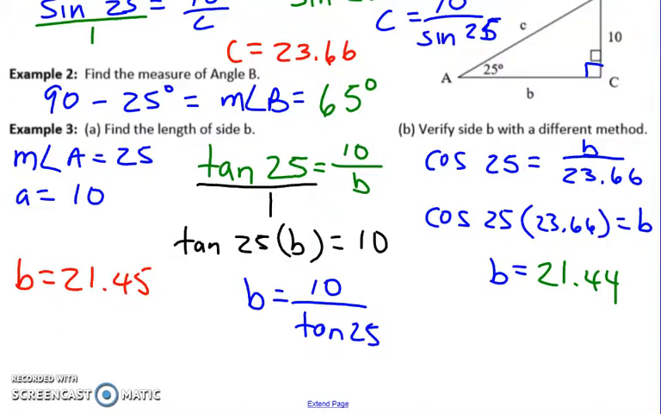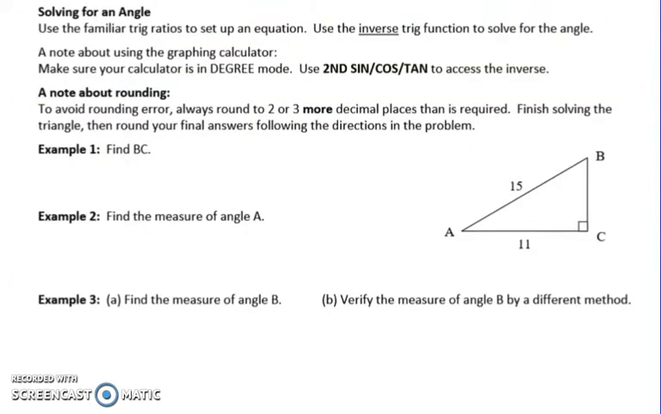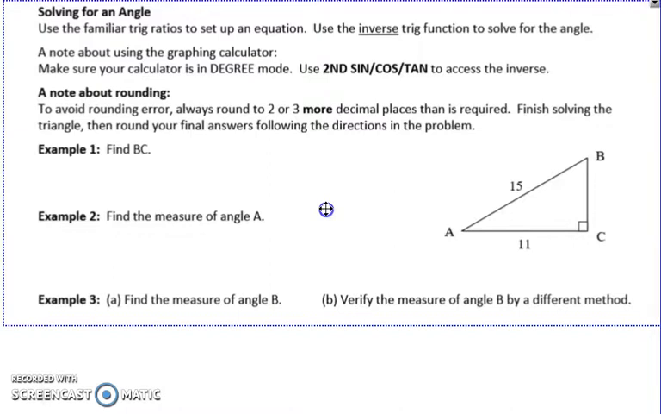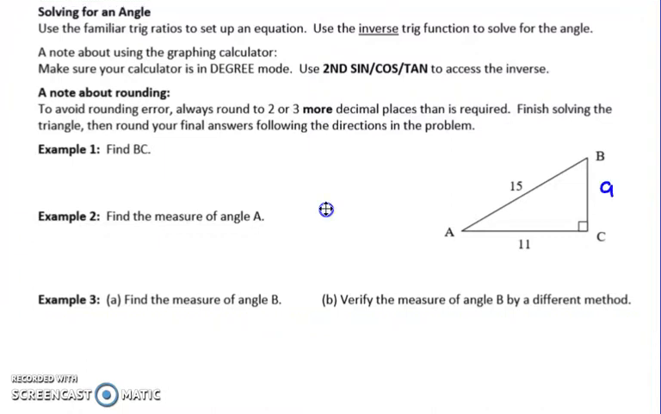Now let's look at how to solve for an angle. So to do that, we are going to be using inverse trig functions, and they'll be done using the calculator. So if you look at your calculator at the blue, you'll see inverse sine, inverse cosine, and inverse tangent. So you're going to press second and use the appropriate trig function. So if we're looking for BC, which is, let's call it a, because it's opposite angle A.